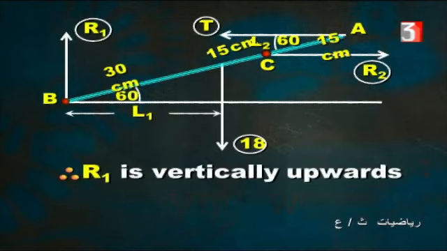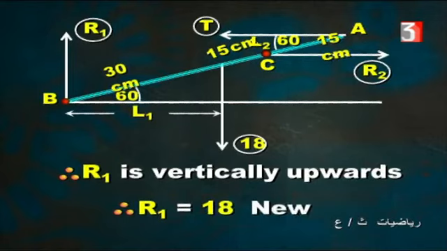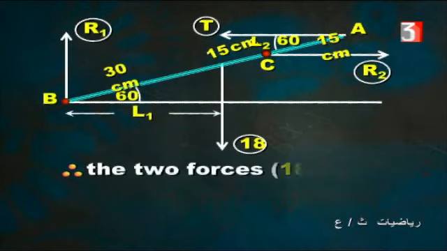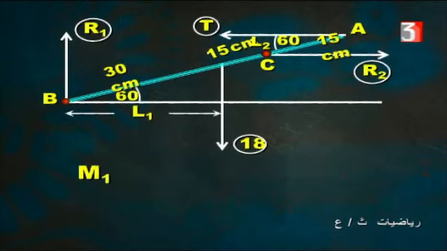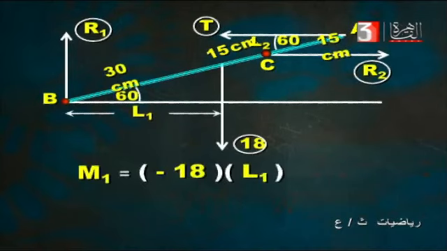R1, perpendicular to the table, is vertically upward. Then we deduce that R1 equals 18. As two forces equal in magnitude, the two forces 18 and 18, with distance L between them, form a couple. What is the moment? The moment is negative 18 times L1.